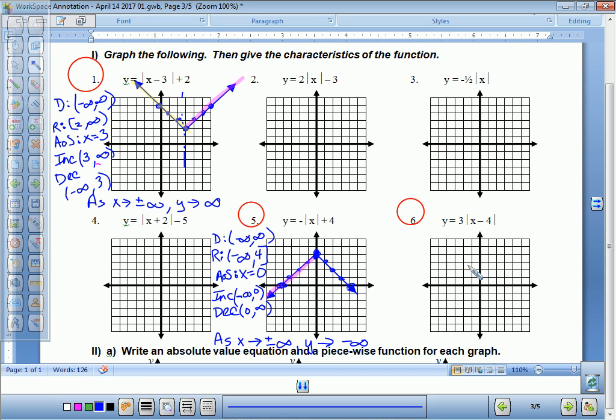Okay, number 6. Take a look at number 6. How is it shifted? Right 4. Now, number 6 has a vertical stretch. So instead of 1, 1, 2, 2, we're going to go 1, 3, 2, 6.